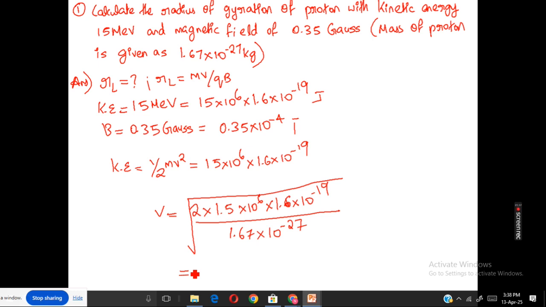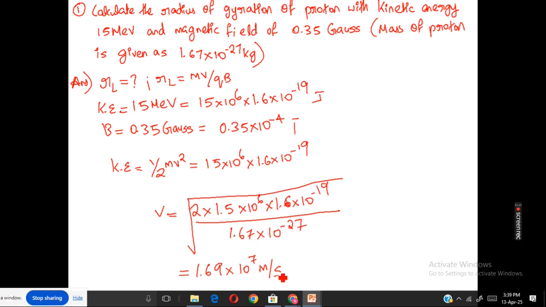It will give you 1.69 into 10 raised to 7 meter per second.